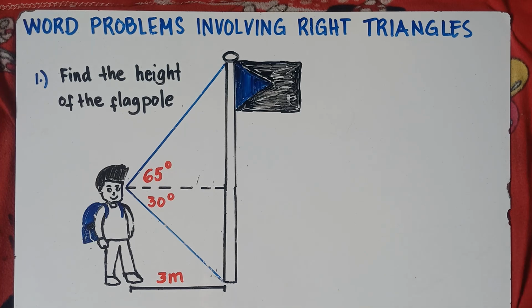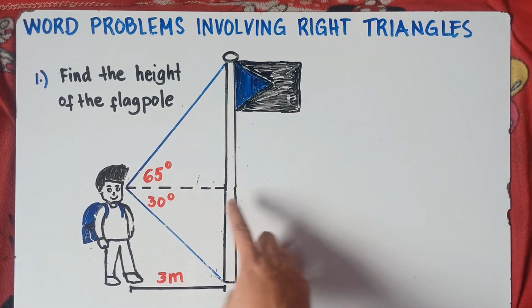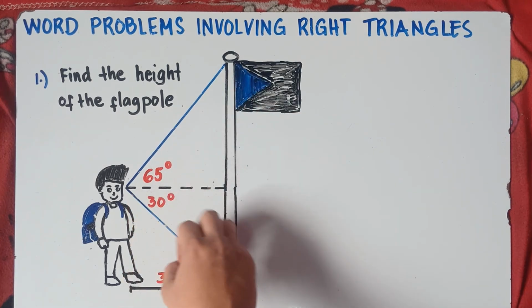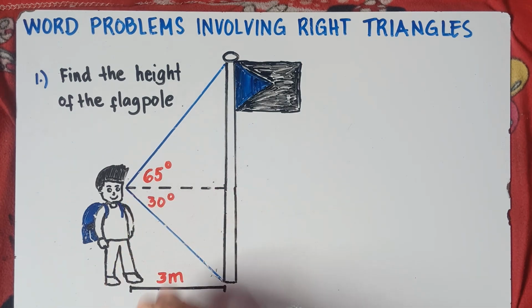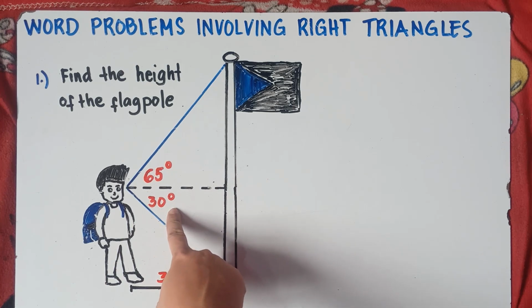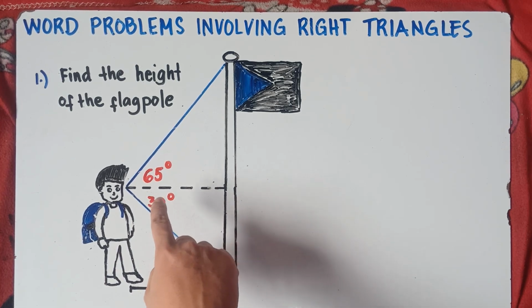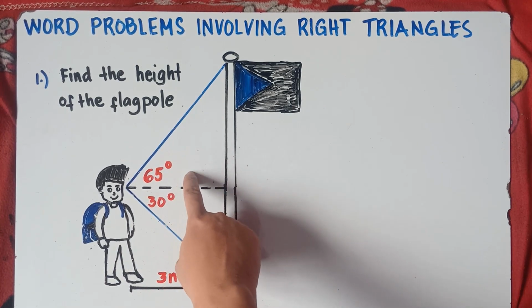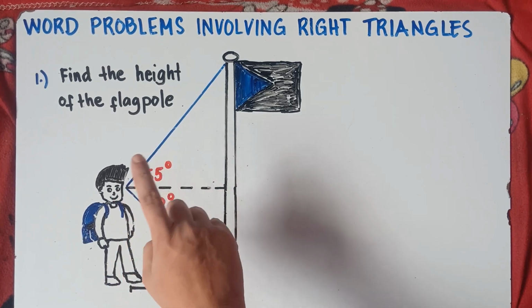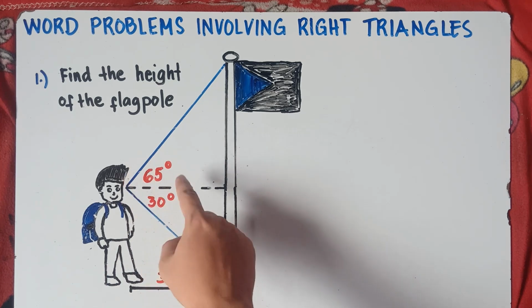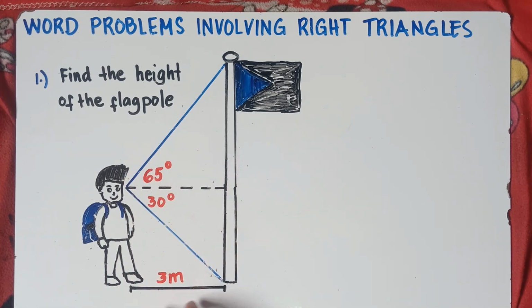Alright, so number one, we're told to find the height of the flagpole. We're told to find this height. Once again, this line level to the eye of the observer is what we call the horizontal line of sight. Now below this horizontal line, this 30 degrees angle is what we call the angle of depression. Above this horizontal line level to the eye of the observer, this angle above is what we call the angle of elevation. And we are given 3 meters along the ground.